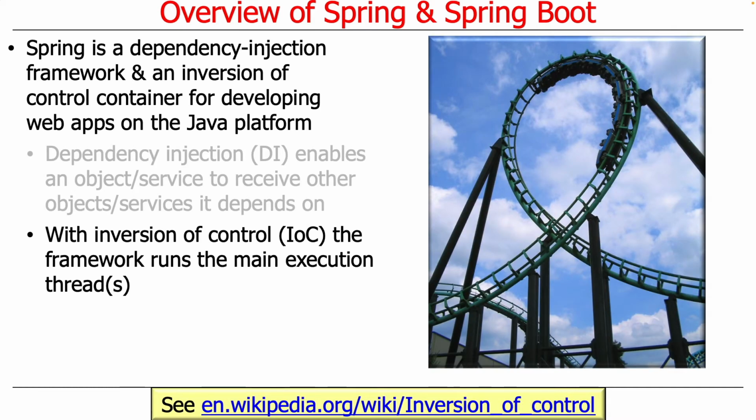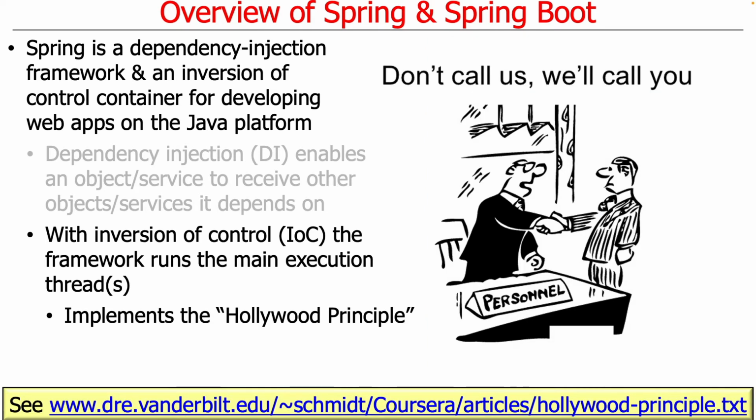Inversion of control is a way of structuring your code such that the framework, the infrastructure, the piece you get off the shelf, runs the main execution thread or execution threads. So rather than you controlling the path through the application's control flow, the framework does that for you. And this is usually done through something called a callback, or callback techniques, or hook methods. And we often refer to inversion of control as the so-called Hollywood principle.